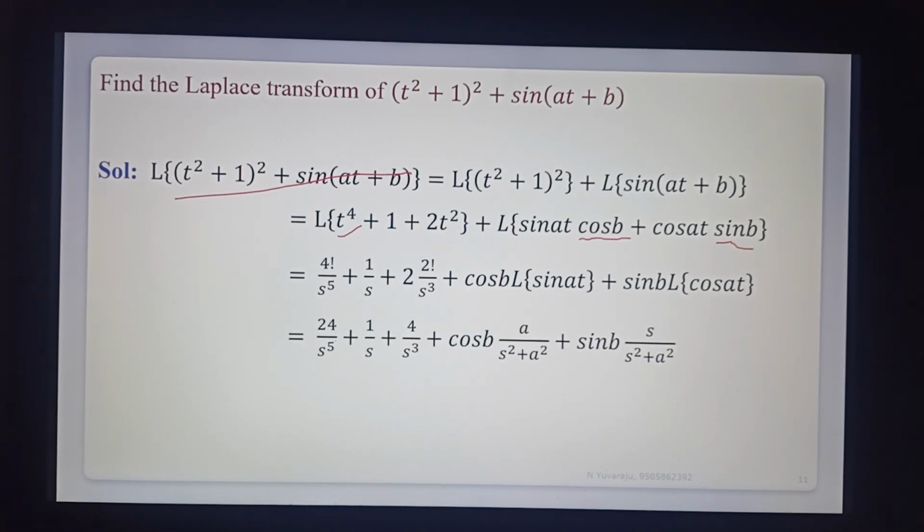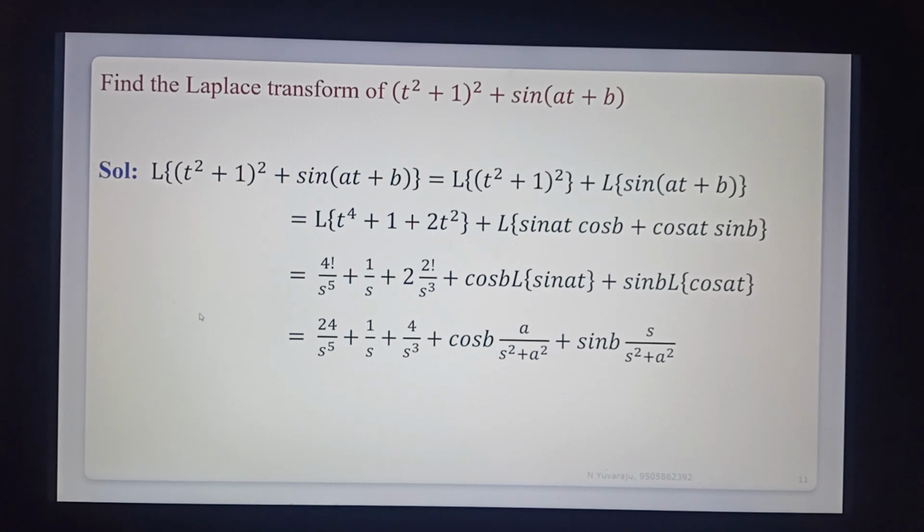That is equal to 24 by s power 5 plus 1 by s plus 4 by s cube, plus cos b into L of sin at, that is a by (a square plus s square), plus sin b into the Laplace transformation of cos at, which is s by (s square plus a square). So that is the required value. Okay, now next one.